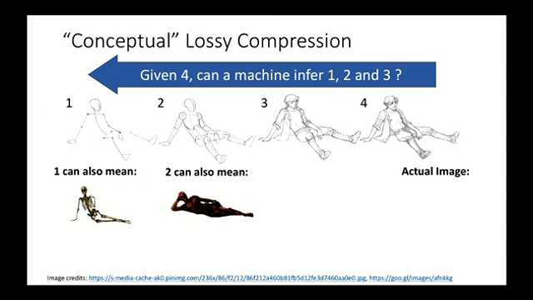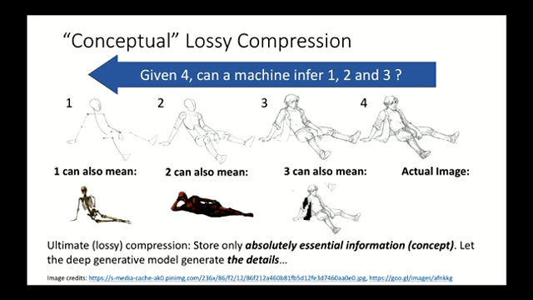And this is very much possible, because this image doesn't have any more information. 3 can mean something, but with different shirt color or different shoe type, etc. But 4 is the actual image. So the idea is we have to pick what is the essential information and let the generative model generate the details.